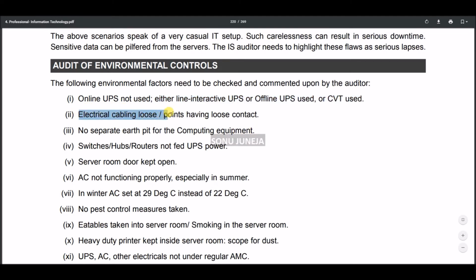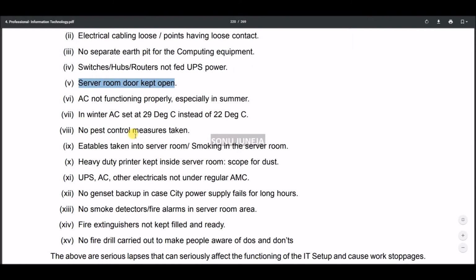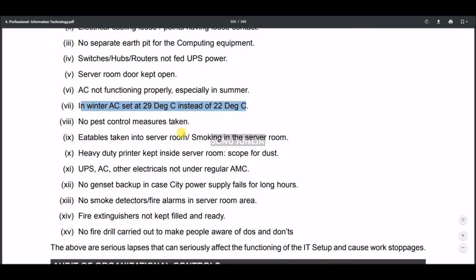Electric cabling loose, points have loose contact, no separate earth pit for the computer equipment. Earthing बहुत important है. Switches, hubs, routers not fed by UPS power. Server room door kept open, कोई भी आके access करे. Air conditioner not functioning properly, especially in summers. In winter, air conditioner set at 29 degrees Celsius instead of 22 degrees Celsius.